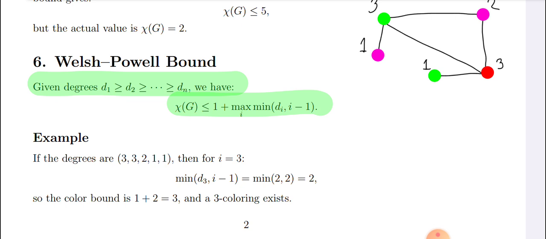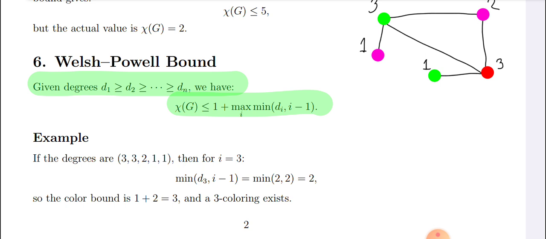A much tighter one. The theorem says χ is less than or equal to 1 plus the maximum value of a specific calculation you do for each vertex. And that calculation is? You take the minimum of two numbers: d_i, which is the degree of the i-th vertex in your sorted list, and i−1.